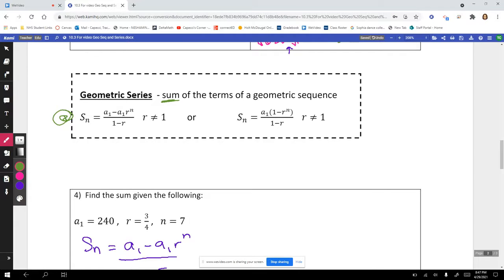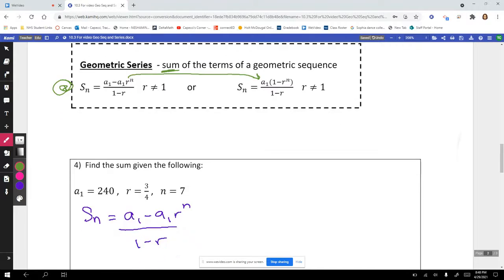They really are exactly the same, except for the fact that I took this numerator and basically factored out an a sub 1 to get those other values. So either one's okay, whatever you're comfortable with. Again, that a sub 1 is the first value, and then we have our r to the n. r is the ratio, n is the number of terms.